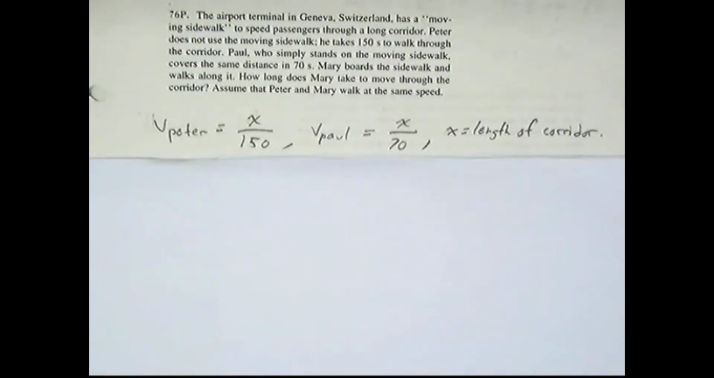So the velocity of Mary relative to the walkway plus the velocity of the walkway relative to the ground, which is v Paul, equals the velocity of Mary relative to the ground. I moved the velocities around. I hope this makes sense.